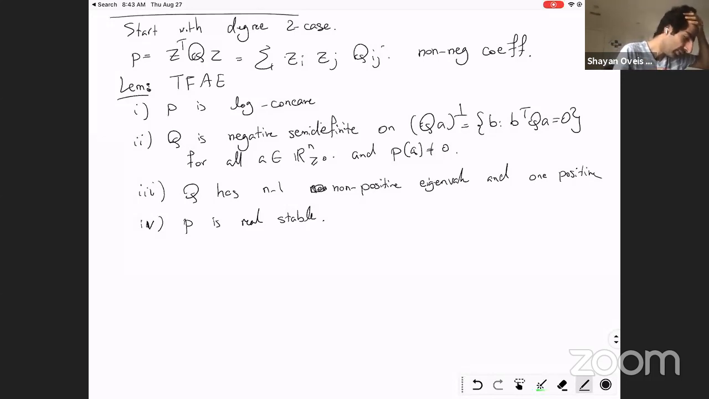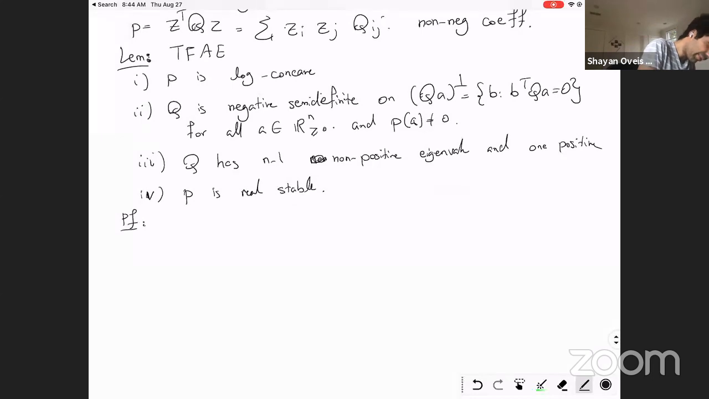Okay, so basically what this lemma says is that, at the very least, for degree 2, log concavity is the same as real stability. I'm not going to prove this as a whole. I proved parts of it in the notes of previous lectures: 4 implies 1, real stability implies log concavity always. So this one we know. Let me discuss how you go from 1 to 2.